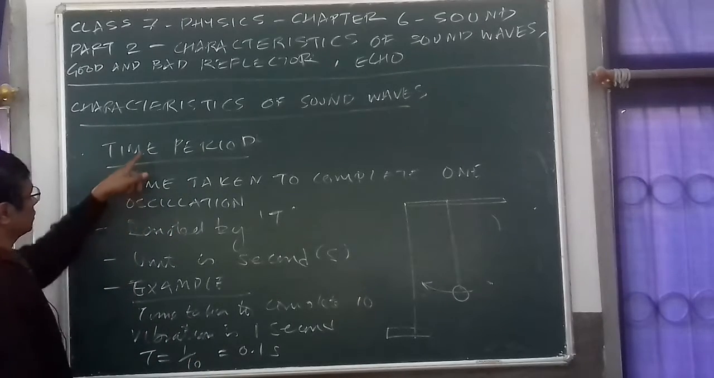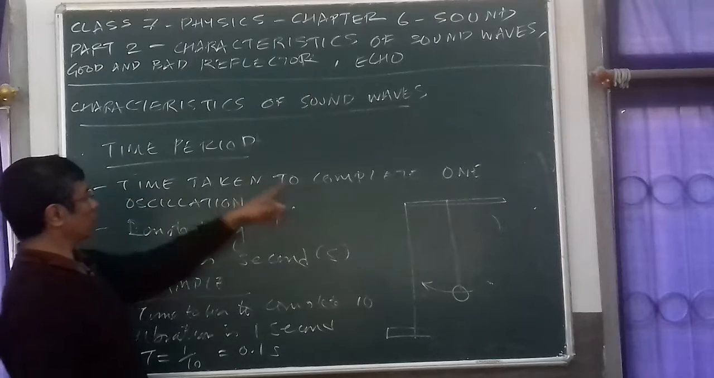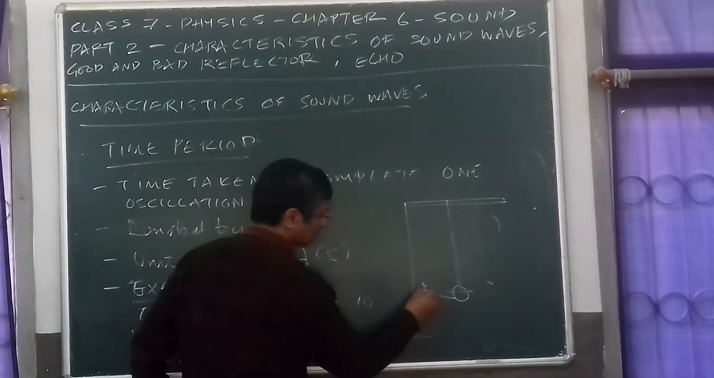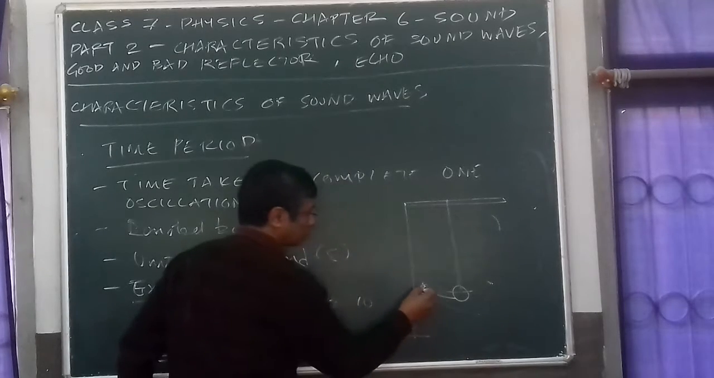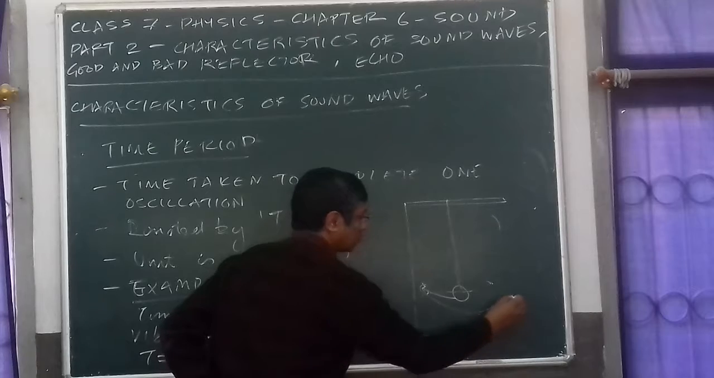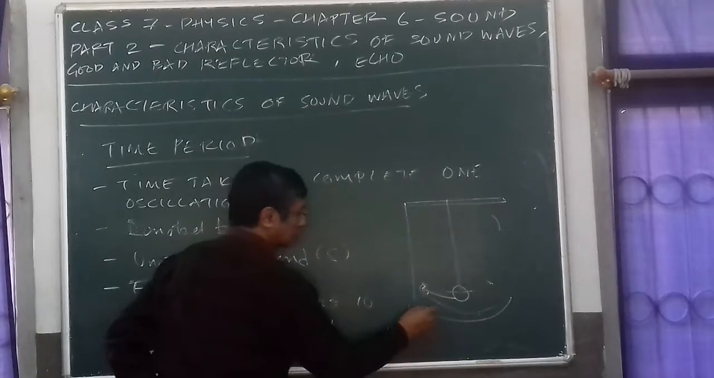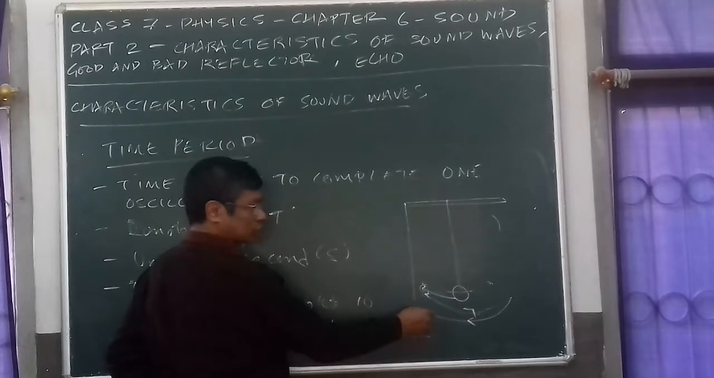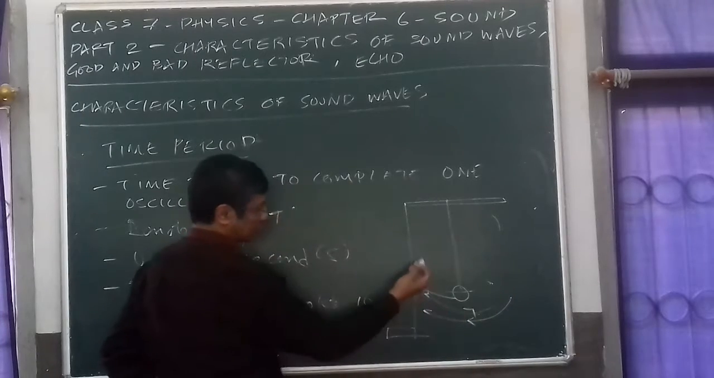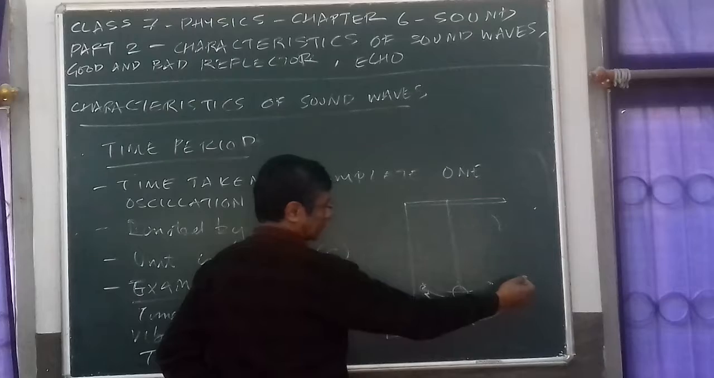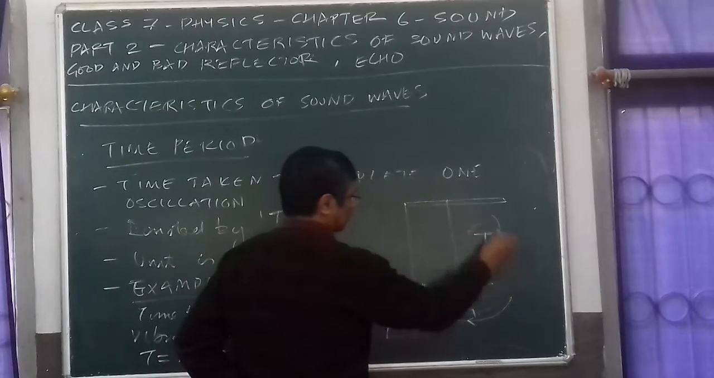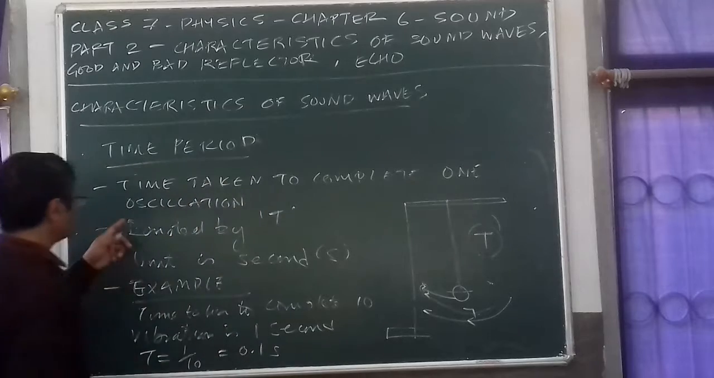So once again, time period is the time taken to complete one oscillation. That means, if I bring the pendulum to one extreme position and start from here, the time taken for this pendulum to travel to the other extreme position and come back to the same position is called one oscillation. Starting from here, going to the next extreme and coming back, the time taken to complete one oscillation is called the time period.